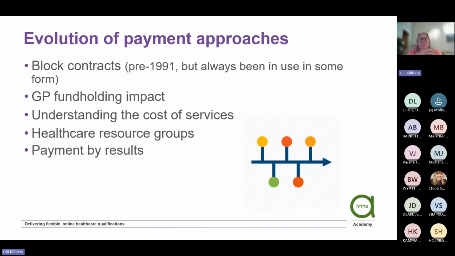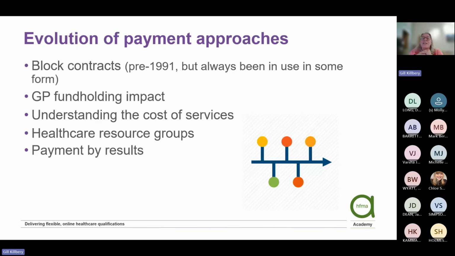Payment approaches have changed quite a bit over the last 20, 30 years, as you'd probably expect. As with other things within the NHS, as governments change, as ideas change, then we change the way we do things. So pre-1991, I know that's going back a long time for some of you, we had block contracts. But as you said, we've still got almost block contracts for some areas now, depending on what it is we're providing. They've always been there, but they're far less than they used to be. Everything used to be on a block contract.